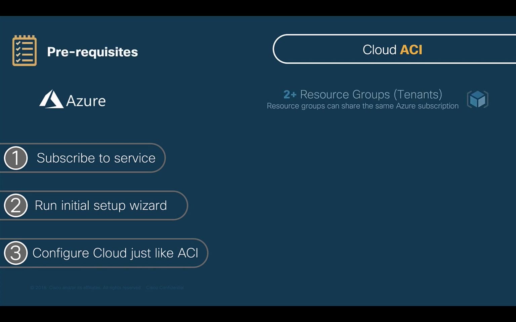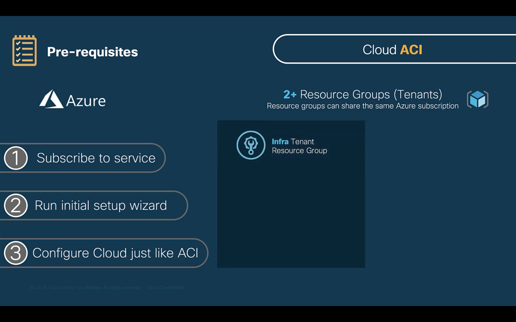We will need at least 2 resource groups, which will belong to the same Azure subscription or belong to different subscriptions. In today's video, we will use a single subscription model. However, keep in mind that additional steps and permissions may be needed when using multiple subscriptions. The first resource group will be used as our infra tenant in Cloud APIC. Unlike AWS, Azure has a default of 10 public IP addresses. Therefore, we don't need to request additional ones.